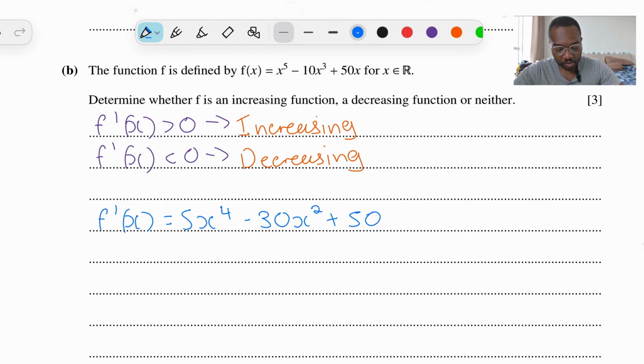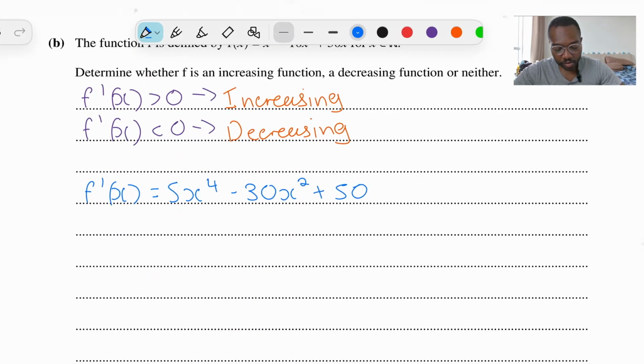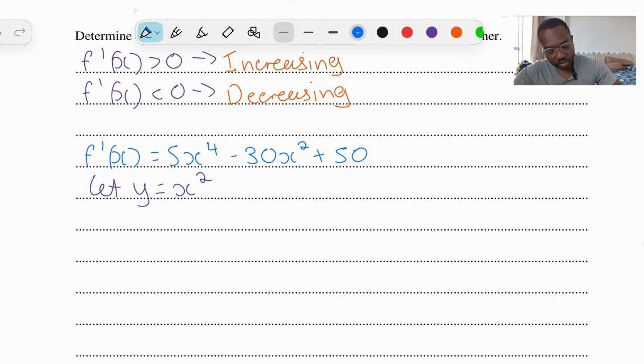Now, one thing to note is this question looks very familiar to part A, okay? Like part A, we had 5y squared minus 30y plus 50. Now, to signal this even more, what I'm going to do is I'm going to do the substitution method. I'm going to let y equal x squared. And by doing that, what do we get?